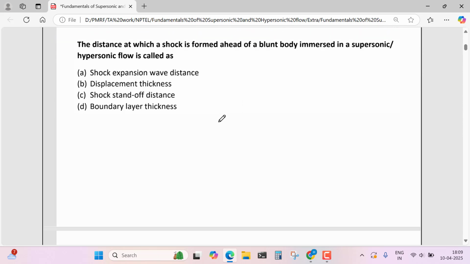We'll see the next problem. The distance at which a shock is formed ahead of a blunt body immersed in a supersonic or hypersonic flow is called as: A, shock expansion wave distance; B, displacement distance thickness; C, shock standoff distance; and D, boundary layer thickness. So what will be the answer of this? It is a very straightforward question.